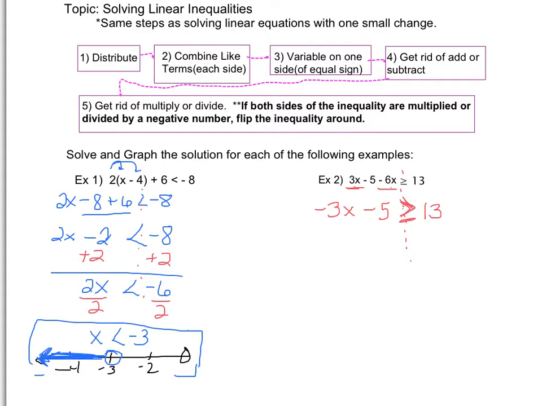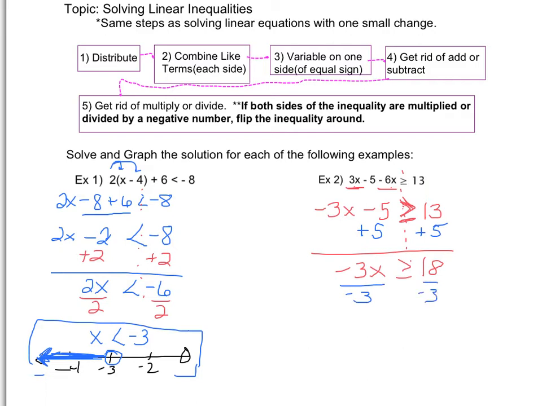Next thing is I want to make sure the variable is on one side. I've already got that, so I can skip step 3. Step 4, looking at the side with the variable, I'm going to get rid of a subtract 5 by adding 5 to both sides, leaving me with a negative 3x on the left is greater than or equal to 18. And for my last step, I'll get rid of that multiplication, so I have negative 3x, which is the same thing as negative 3 times x. So to get rid of the times negative 3, I'm going to divide both sides by negative 3.